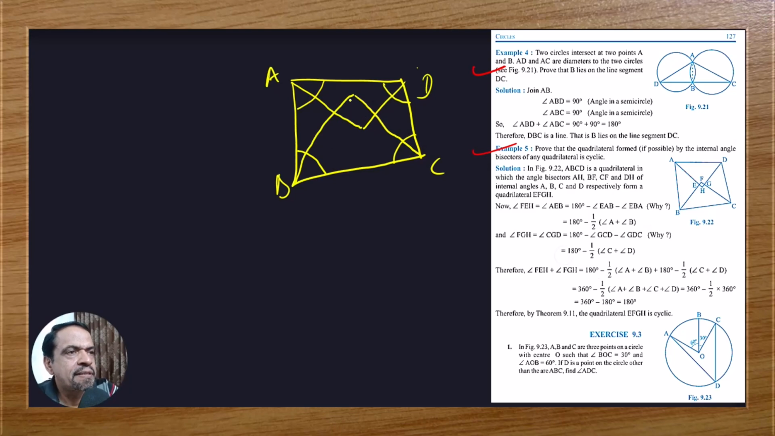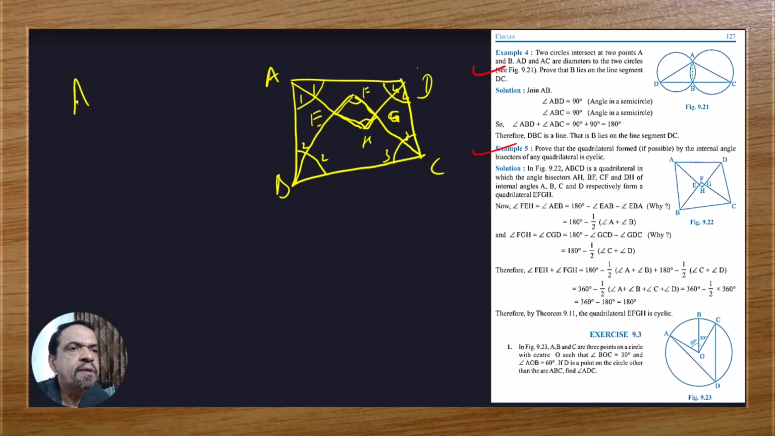The internal bisectors form a quadrilateral, and it is cyclic. This we have to prove, which means the sum of any pair of opposite angles is 180. Let these angles be 1, 1, 2, 2, 3, 3 and 4, 4, because these are internal bisectors, so these pairs are equal.